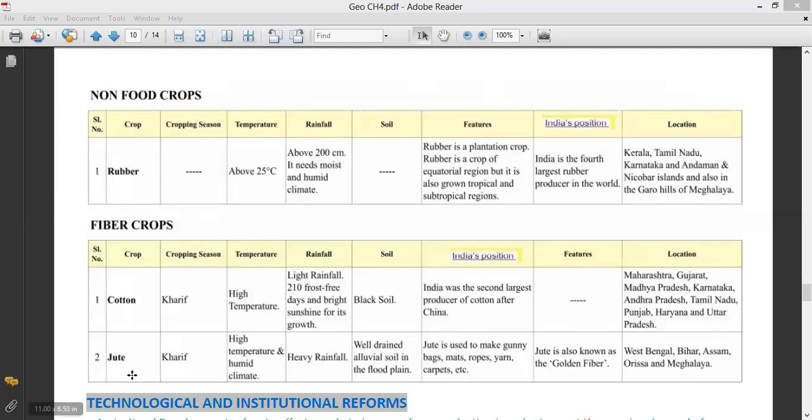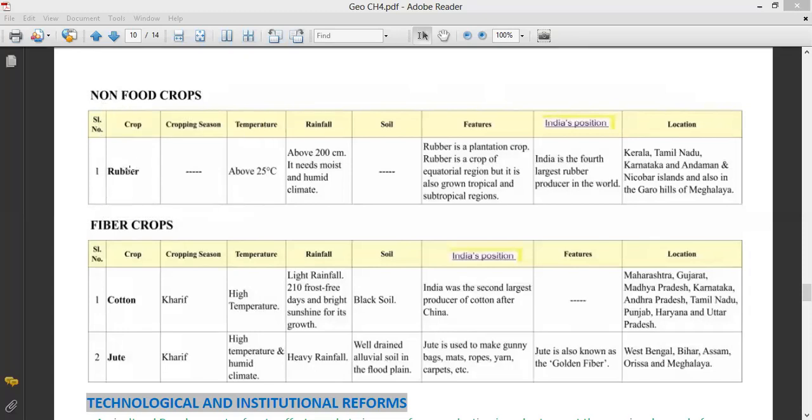See, cotton and jute also come under non-food crops. From the exam point of view, we should know some common names about these three crops. If the examiner asks directly, write about rubber, you will write. Write about cotton, you will write, I know. But some students may not understand that. Good morning, Pungudi. Okay, listen. See, rubber can also be called a plantation crop.